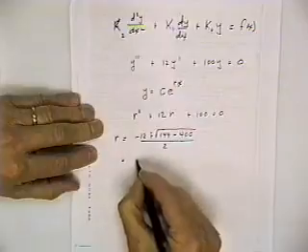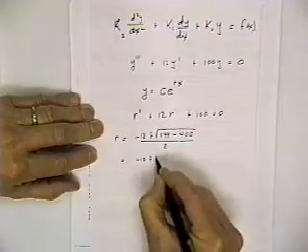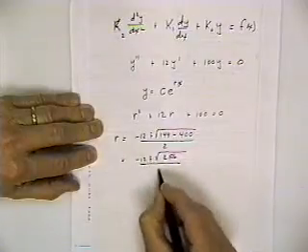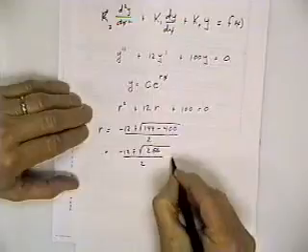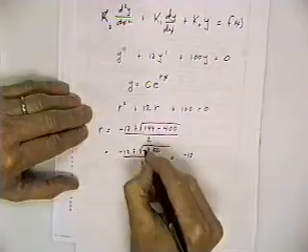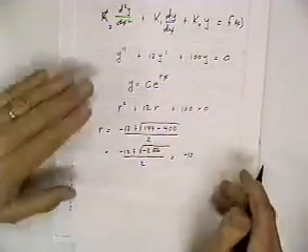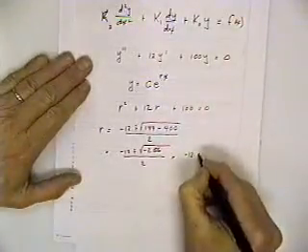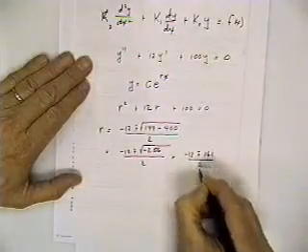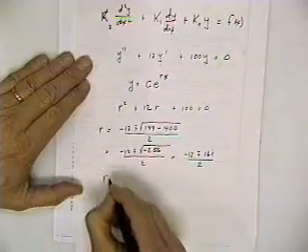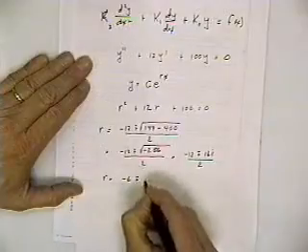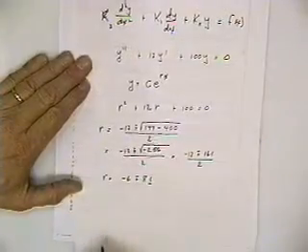This is equal to minus 12 plus or minus the square root of, that should be a minus 256, divided by 2. That is minus 12 plus or minus 16i, all divided by 2. Or finally, r is equal to minus 6 plus or minus 8i.